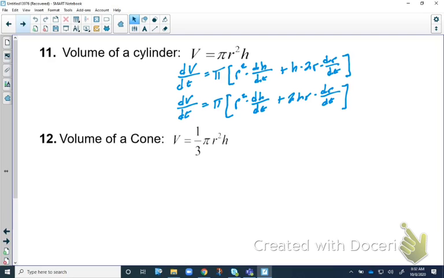And moving on to the next one here, again, I'm going to look at the 1/3 pi as just a constant, so I'm not going to worry about that when I do the derivative. So on the left side, the derivative of the volume with respect to time, dV/dt, will be equal to 1/3 pi, and we'll treat the r squared and the h with the product rule, just like I did on the last example on 11. So here, basically, we're going to have the exact same thing where we have r squared times dh/dt plus 2hr times dr/dt.